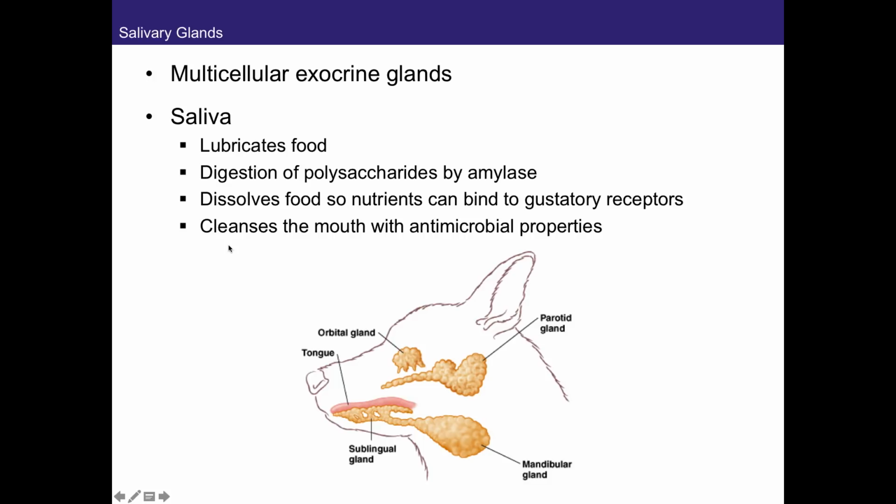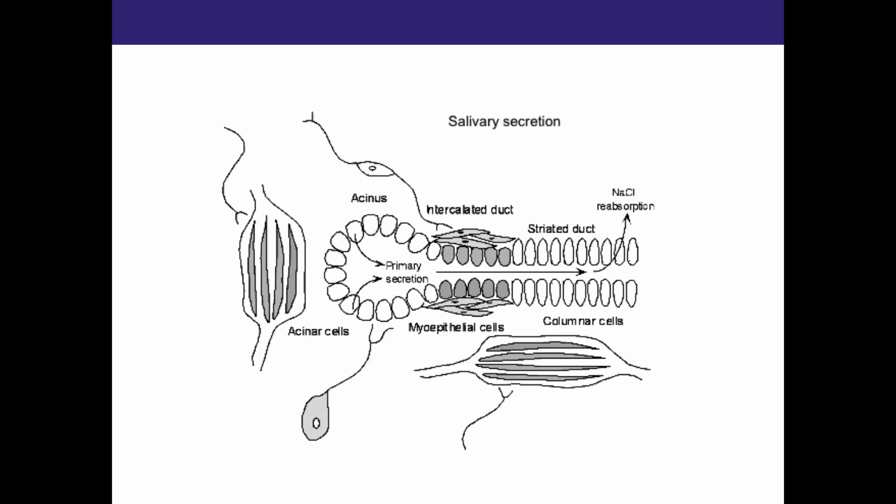This is a harder one because there's no text associated with it, so I'll walk you through it. This is a typical salivary gland. It's an acinar gland, spelled A-C-I-N-A-R, that has two components. The acinus is the bulb-like structure, and then it has these duct cells.